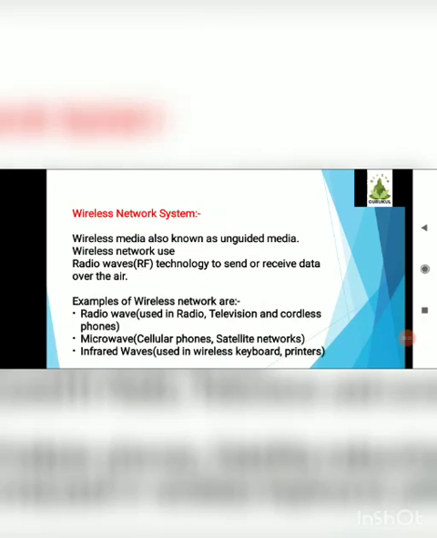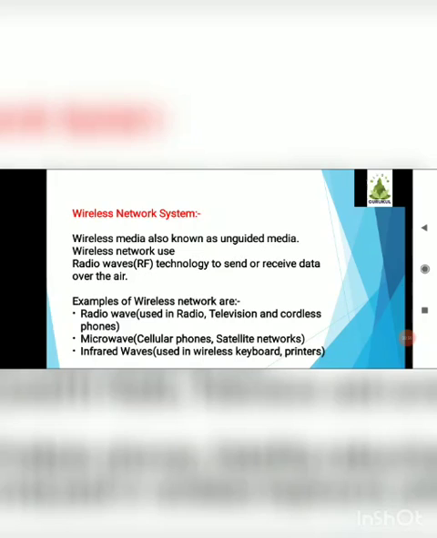The transmission media is of two types: wired media and wireless media. The types of wired media we have already discussed, and the images we have already seen in the previous video. All the examples are twisted pair cable, coaxial cable, optical fiber, etc. And the types of wired network: LAN, MAN and WAN. LAN, local area network; MAN, metropolitan area network; WAN, wide area network. So all these things we have already covered in the previous video.